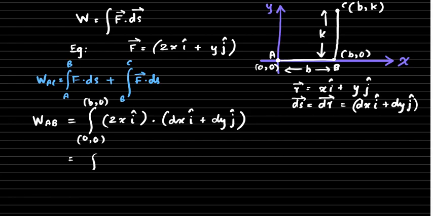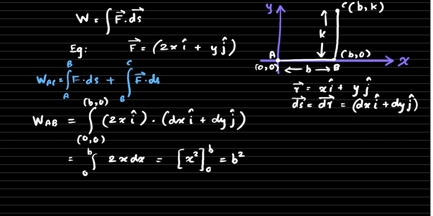So this comes out to be 2x dx. So y is not varying, so we don't bother about y coordinate over here. If it was varying, then we would have bothered, and x is varying from 0 to b. So this is going to be 2x square divided by 2. So answer is going to be x square, and that x square is going from 0 to b. So the answer is going to be b square. So the work done in path AB happens to be b square.